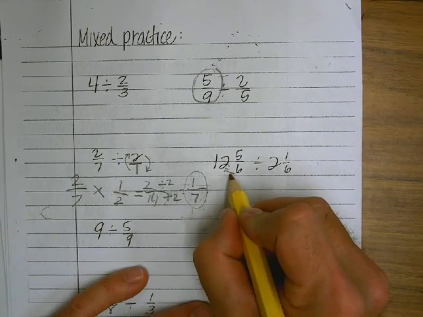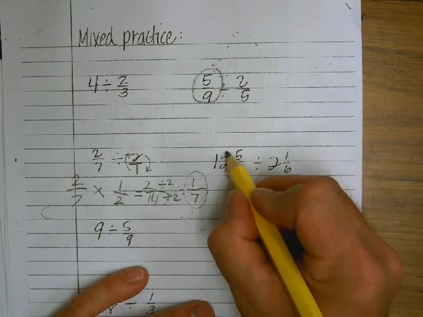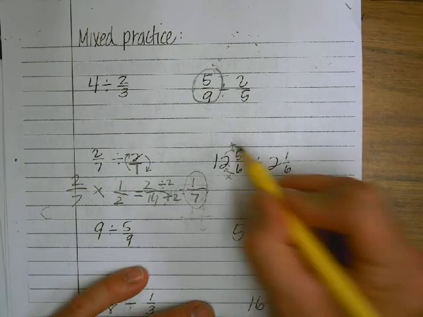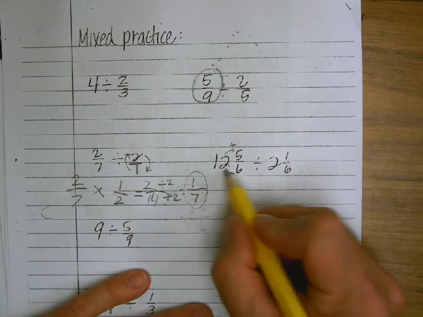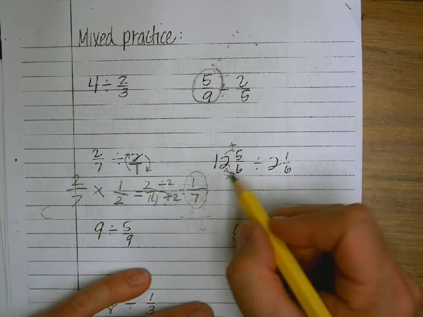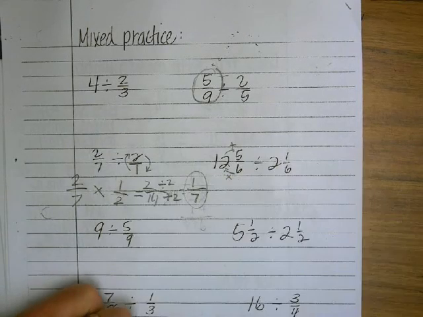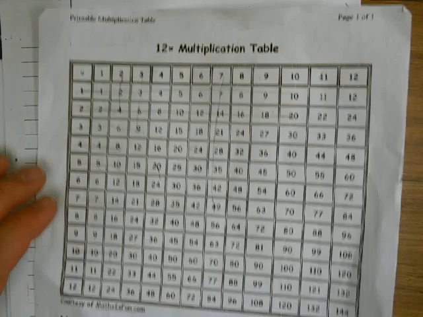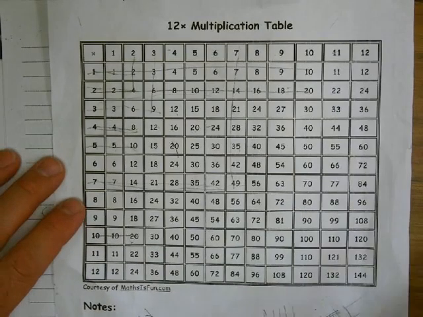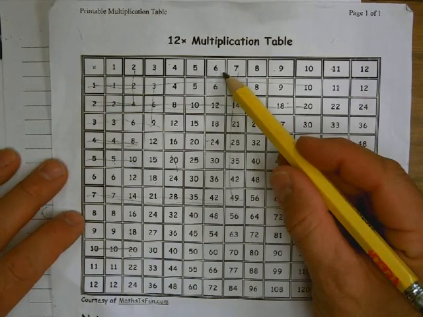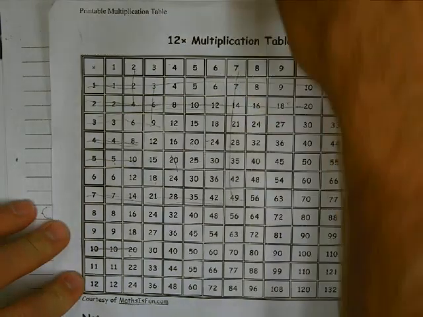6 times 12. Anyone know what that is? You have your multiplication chart if you don't know it. Right? You get 6, and you go all the way down. Let's see, I'll zoom out a little bit here. 72. 72? Let's check it out. 6 all the way down to the 12. It's 72.